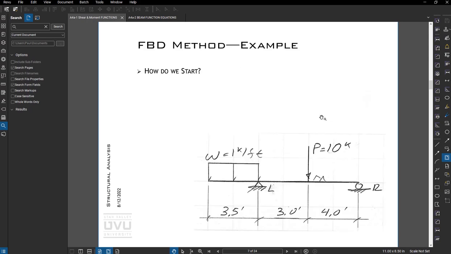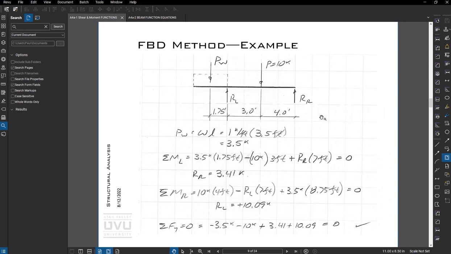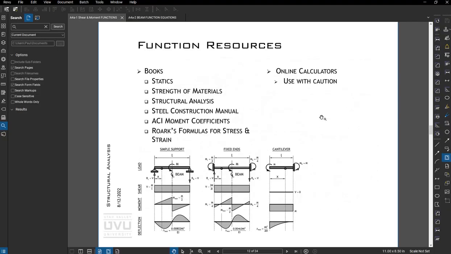All right, so I've given you an example for the free body diagram method that you guys can follow. I won't go through that in detail. The next thing I want to talk about, though, are function resources.